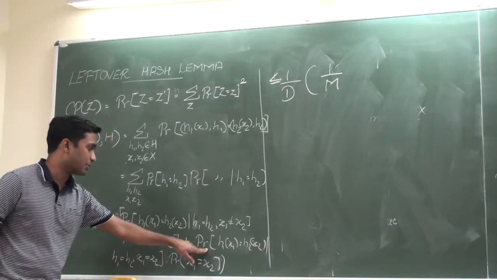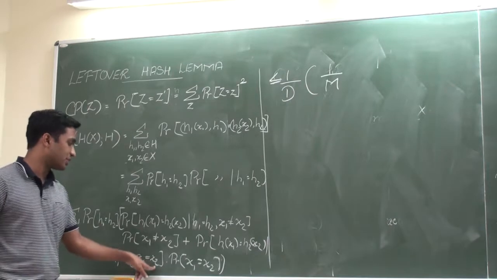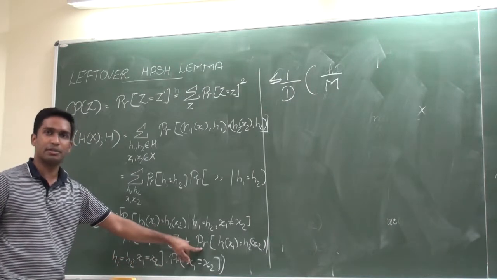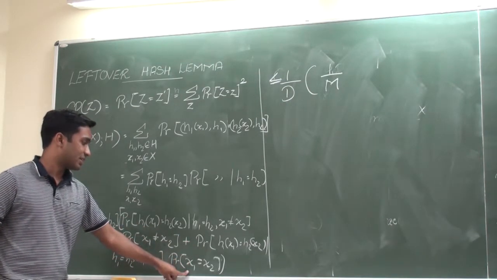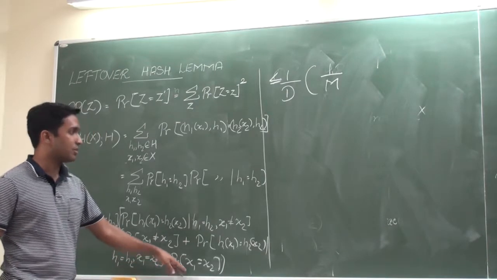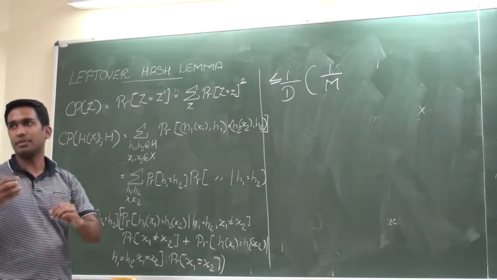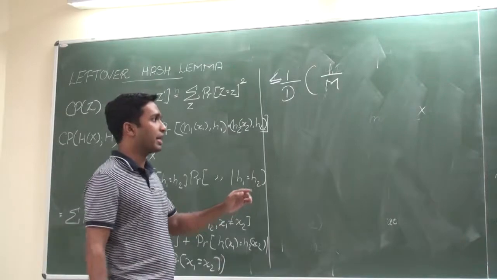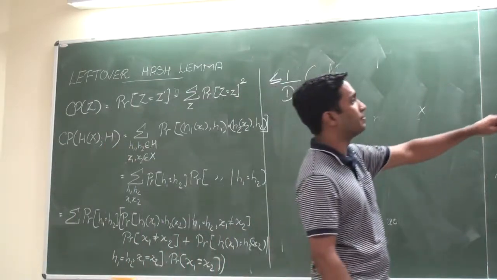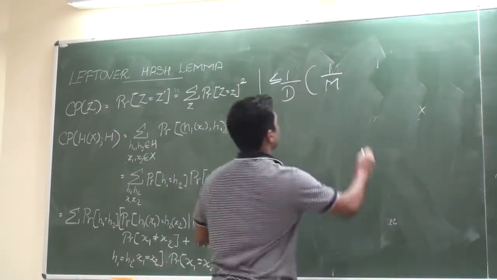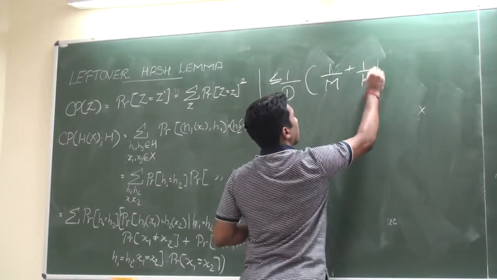And over here, this is probability 1 because your hash function is equal and the input is equal. What is this? This is like a collision in your x. And x is having min entropy k. So this becomes 1 by k.